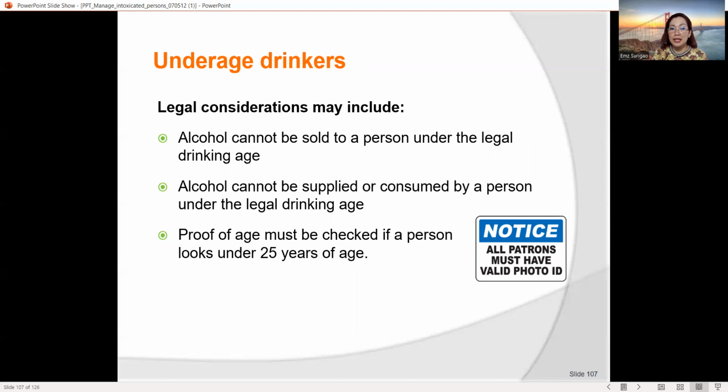Legal considerations may include that alcohol cannot be sold to a person under the legal drinking age. Some countries are very strict about that, but here in the Philippines, I don't know if we have that. Alcohol cannot be supplied or consumed by a person under the legal drinking age. And third, proof of age must be checked if a person looks under 25 years of age.